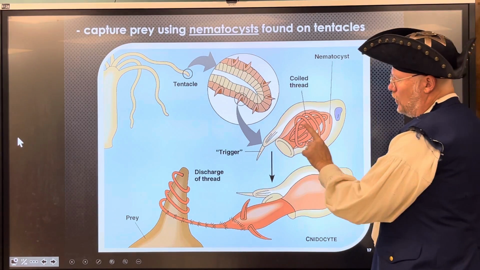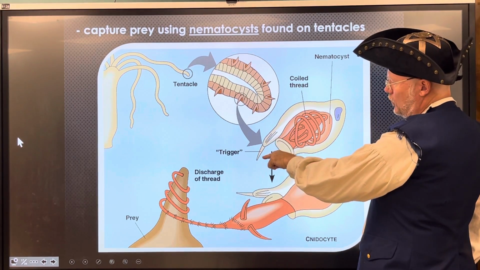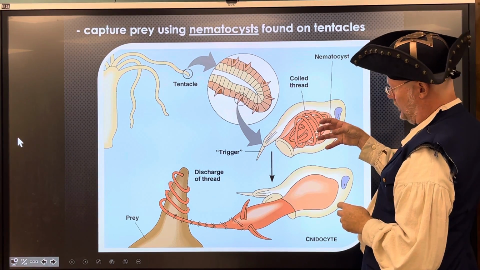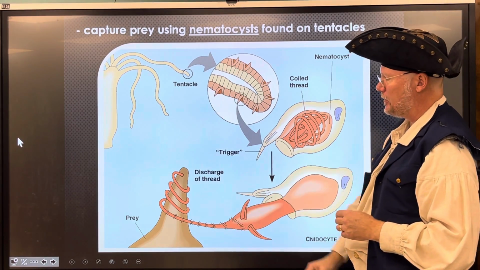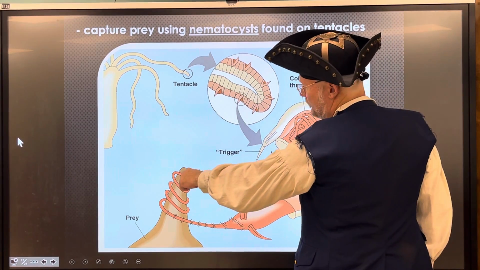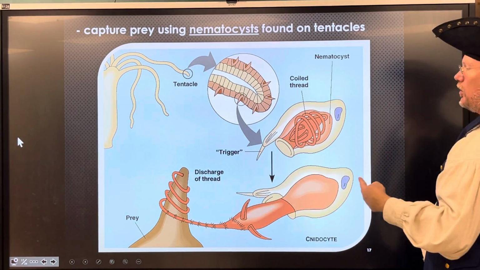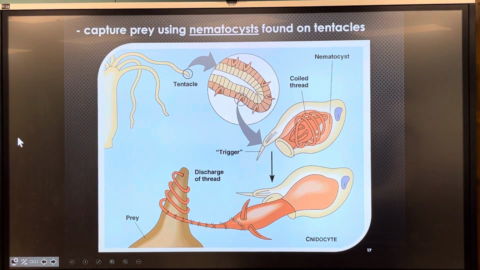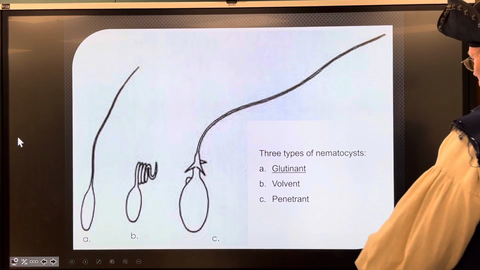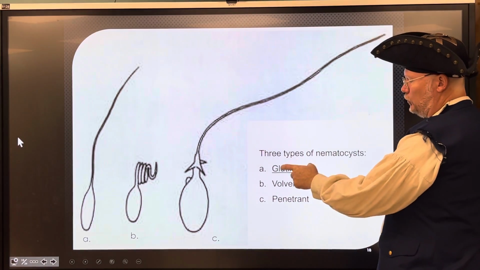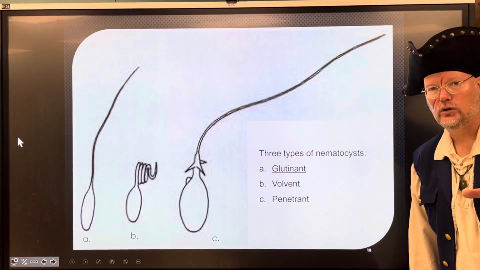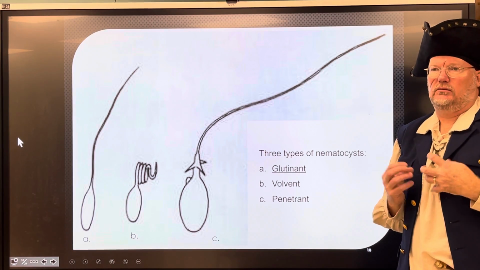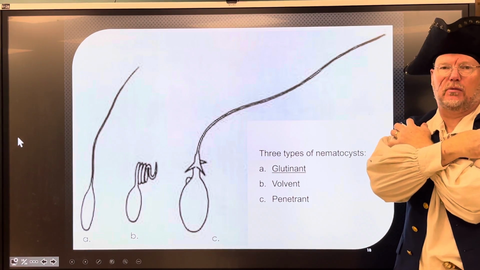So the prey will touch this trigger here, which opens up this door, and this coiled thread shoots out. And it will stab the prey, wrap up the prey, or tangle up the prey, or stick to the prey. Either way, there's 3 different kinds of nematocysts. So here they are. Glutinant, glue, sticky. Volvent, it involves the prey, wraps them up, tangles them up.